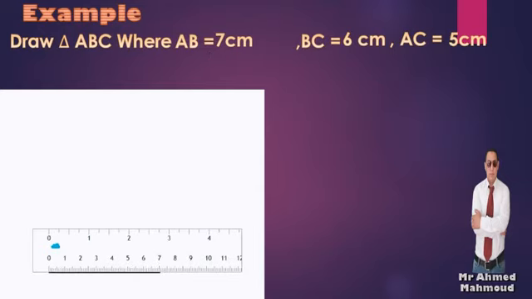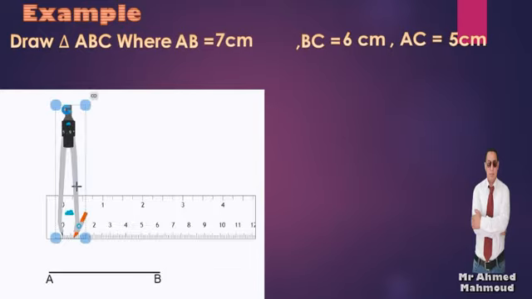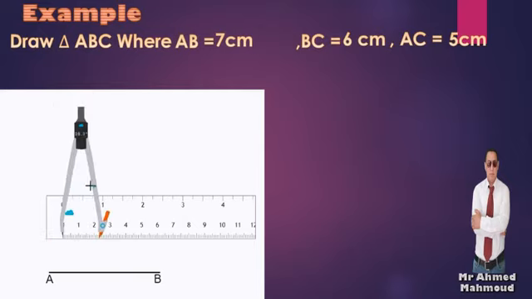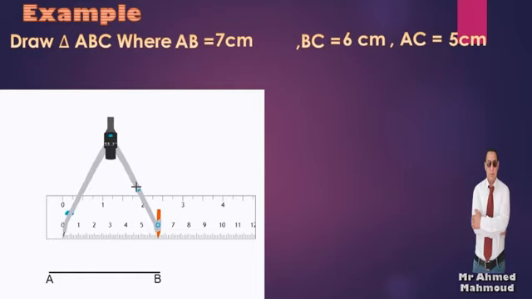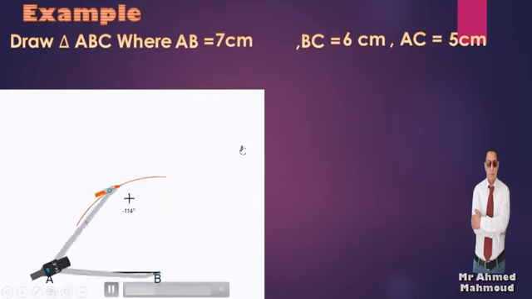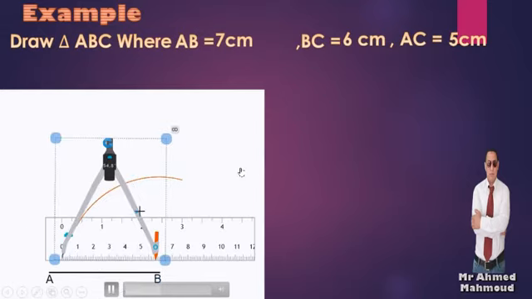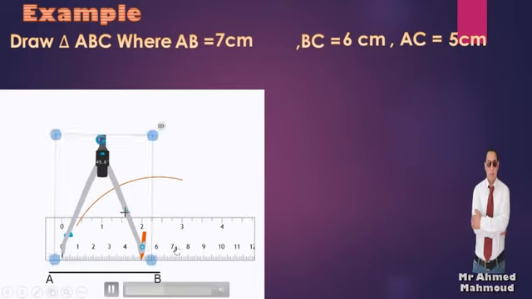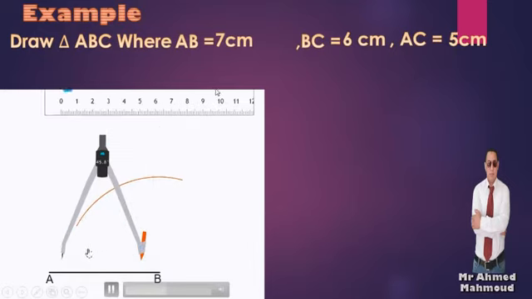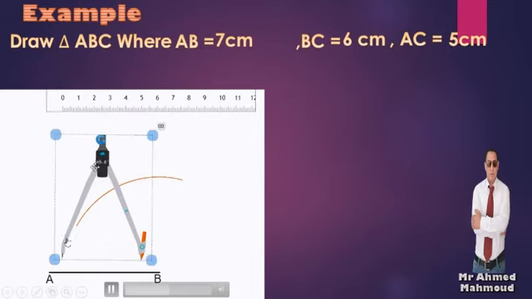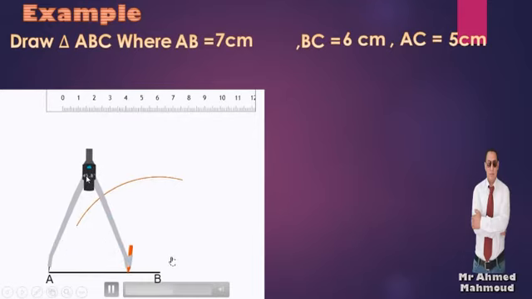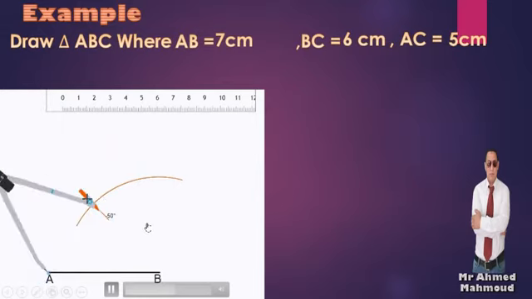And then write the letters, and by using the compass and the ruler, we are going to open the compass 6 centimeters to draw BC, fix the compass on the point B and draw an arc like this, and then open the compass about 5 centimeters to draw AC, and then put the compass on A and draw an arc to intersect the previous arc. The intersection point here is the point C.